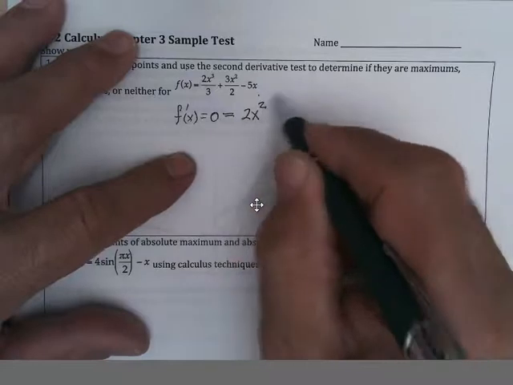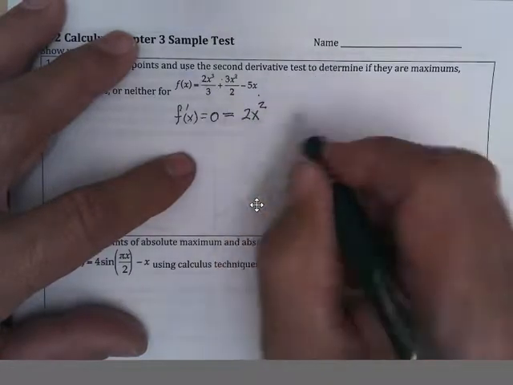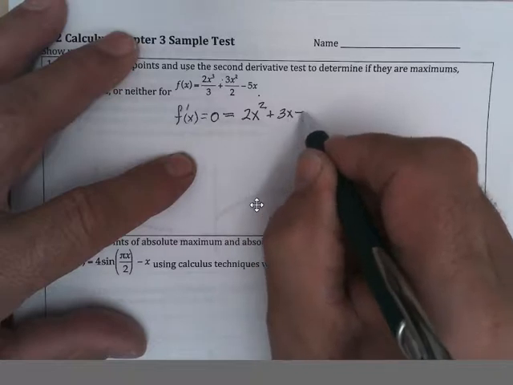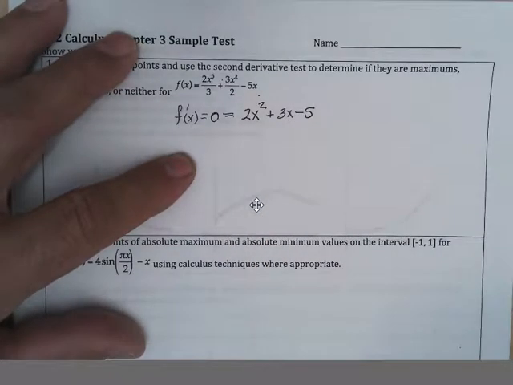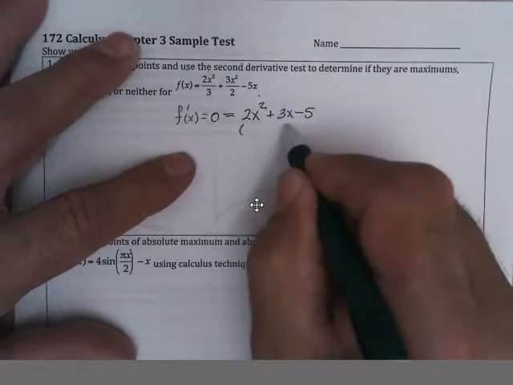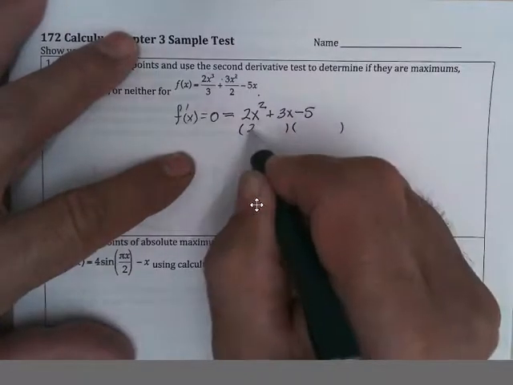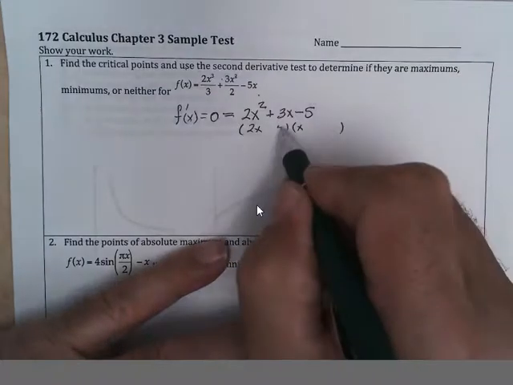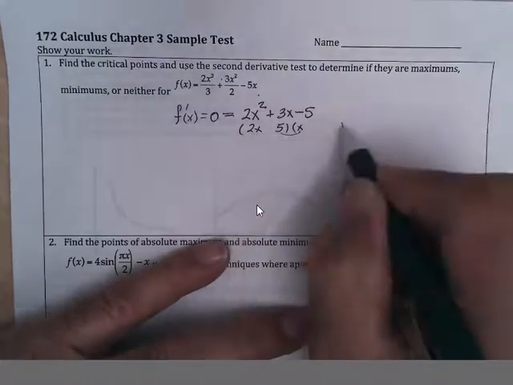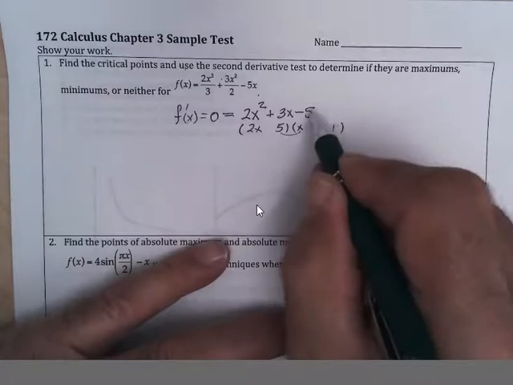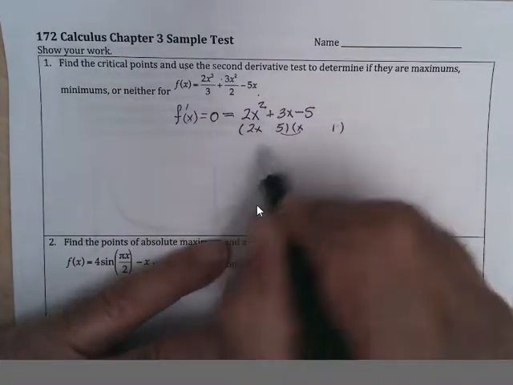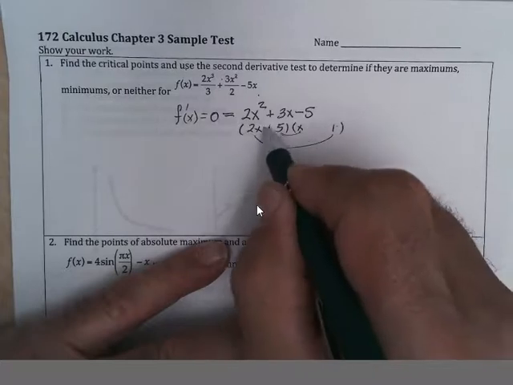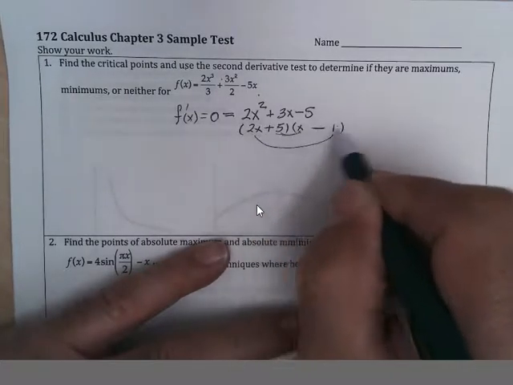2x squared. Bring the 2 down, that'll cancel 2, plus 3x minus 5, which happens to, I believe, factor 2x and x. And if I put 5 here, I get 5x, and if I put 1 there, that would multiply to be 5 if one of these is negative. And I'm going to get 2x and 5x. To get plus 3, it better be plus 5x and minus 2x.